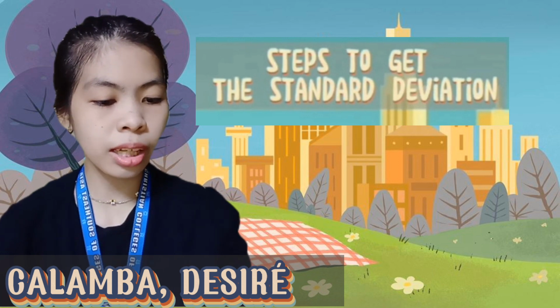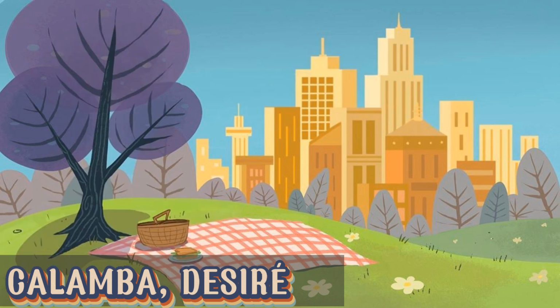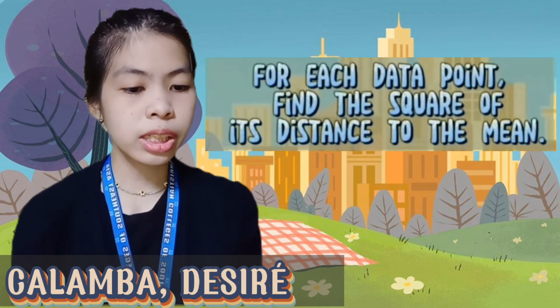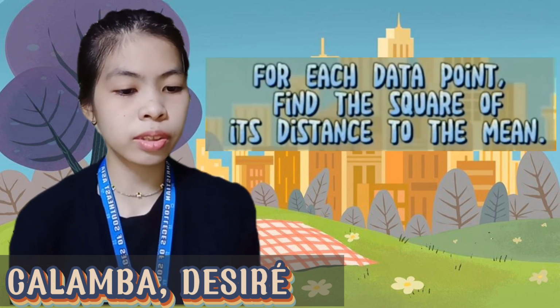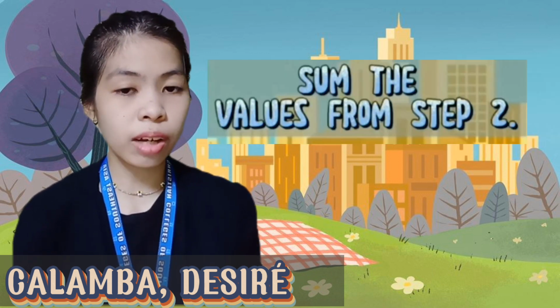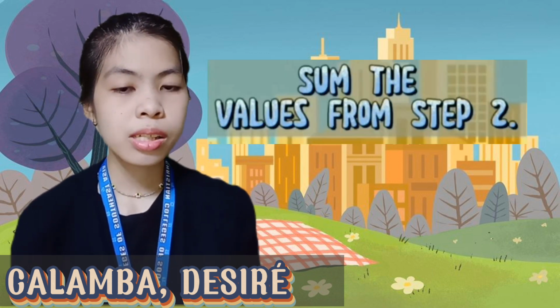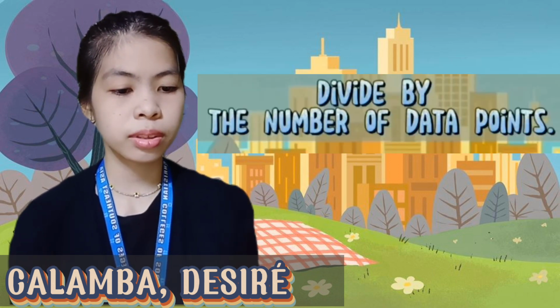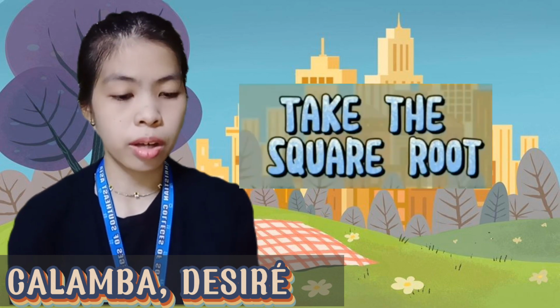The easiest way to get the standard deviation: Step 1. Find the mean. Step 2. For each data point, find the square of its distance to the mean. Step 3. Sum the values from step 2. Step 4. Divide by the number of data points. Step 5. Take the square root.